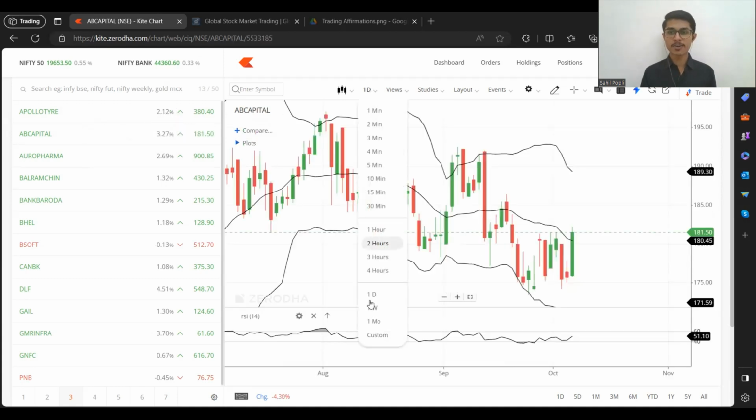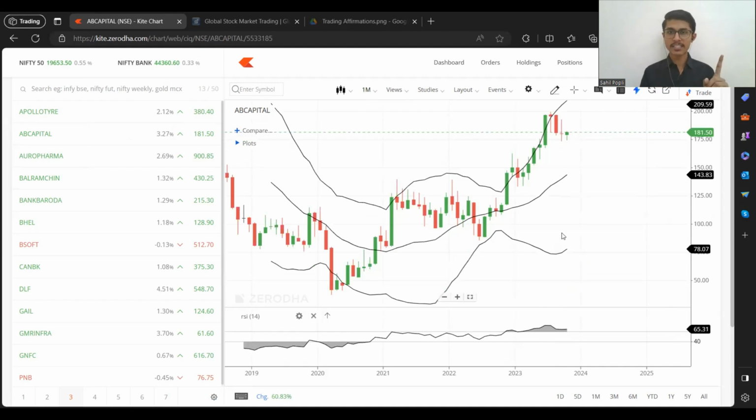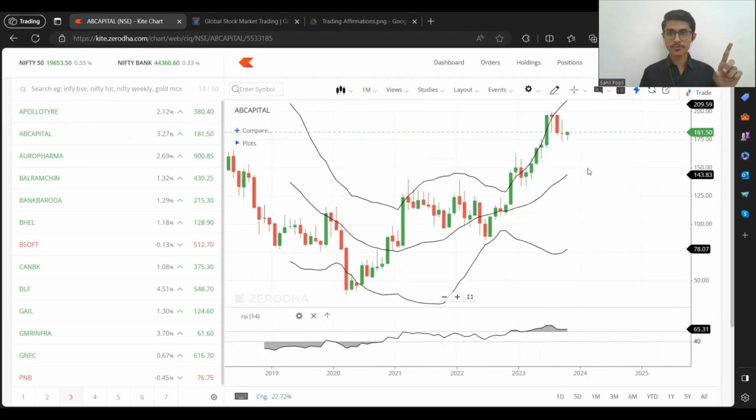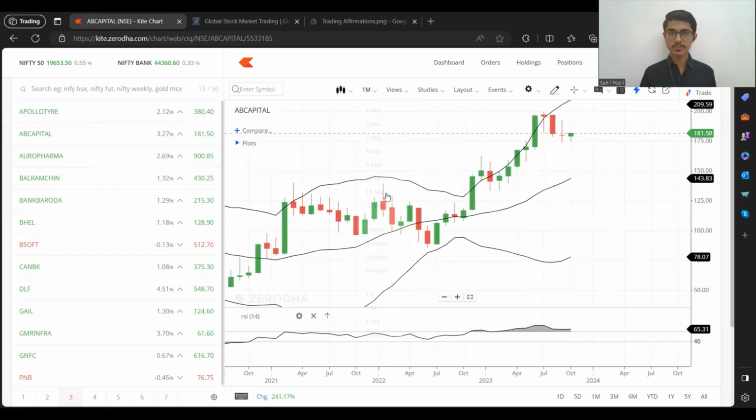Let's have a look at one more example here. On screen, we have AB Capital, where monthly is above 60. This is not an all-time high zone stock, because the all-time high of this stock is almost around 250. So monthly is above 60 for the very first time, because this is a continuous rally which is being formed, and it is already sustaining above 60.